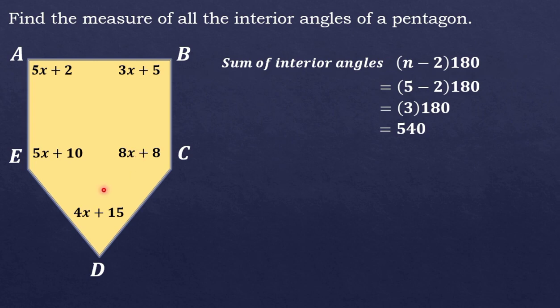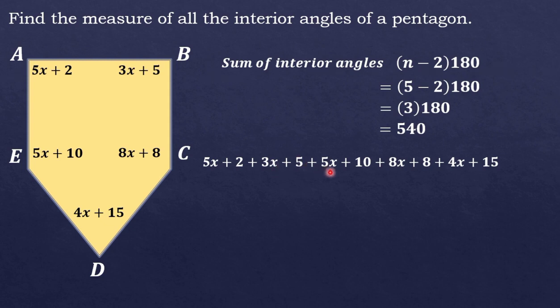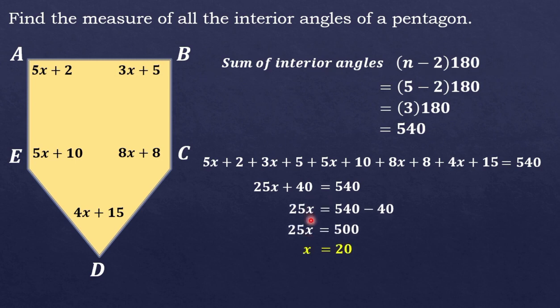So, i-add po natin lahat ito. So, add natin lahat. 5x plus 2 plus 3x plus 5 plus 5x plus 10 plus 8x plus 8 plus 4x plus 15. Equate natin siya by 540. Okay? Kasi, ang sum ng interior angles ng pentagon natin should be 540. So, combine similar terms. So, we have 25x plus 40. Add nyo po lahat ng constant. Okay? Is equal to 540. And then, solve for x. Your x is 20. So, the value of x is equal to 20.